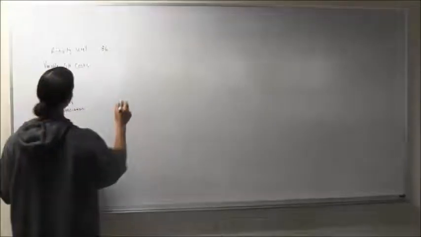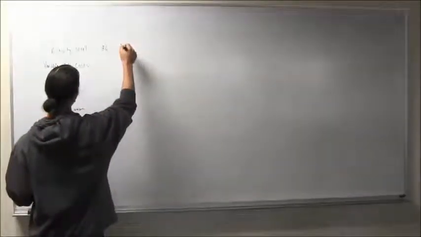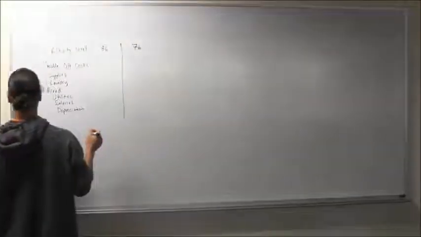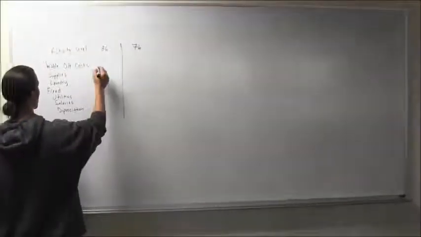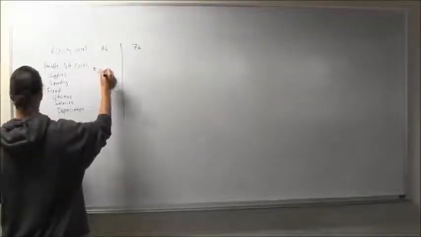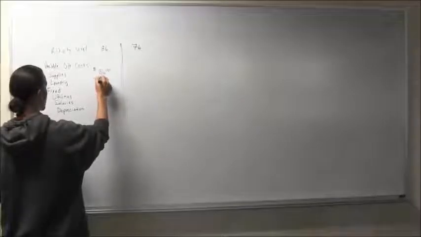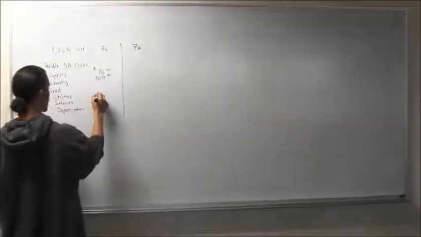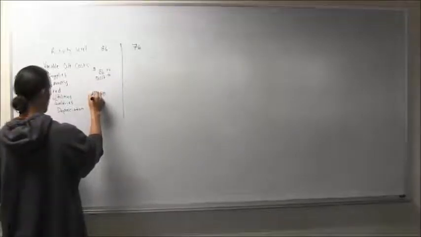Okay, and they want us to get the rate for 76. Okay, well here the cost is $86. Here the cost is $507.40. Utilities is $340.